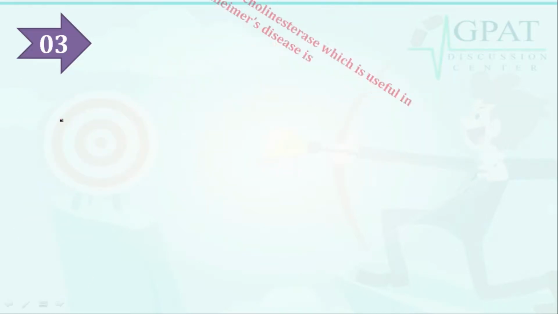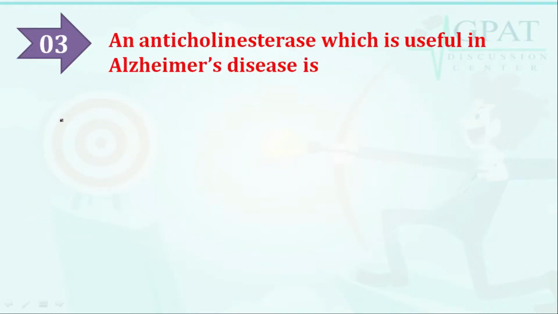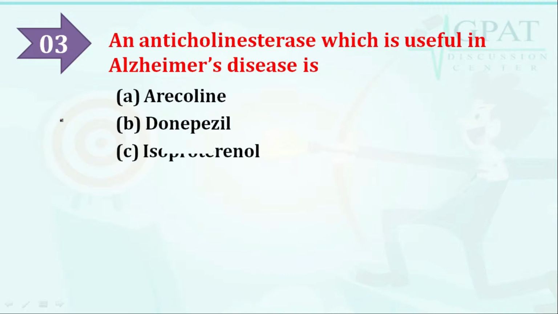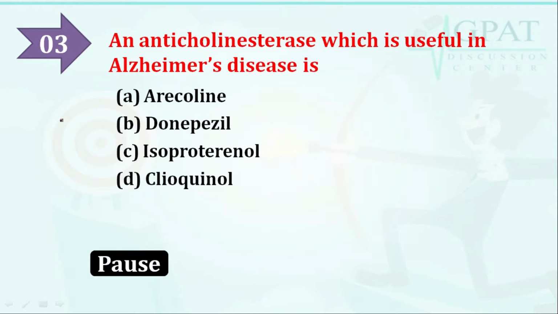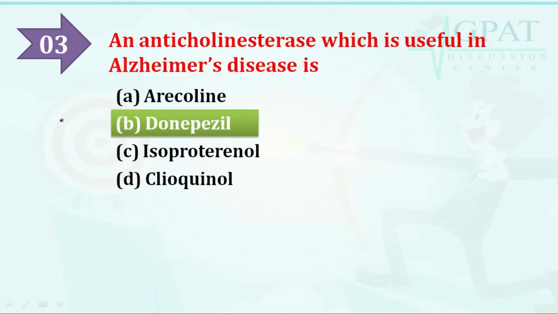The next question is: an anticholinesterase which is useful in Alzheimer's disease is, and the options are: option A is ecothiopate, option B is donepezil, option C is isoproterenol, option D is clioquinol. The anticholinesterase which is useful in Alzheimer's disease is donepezil.